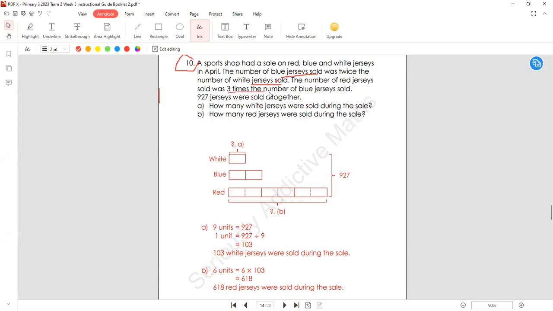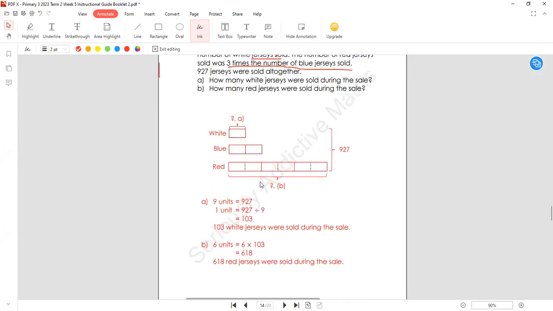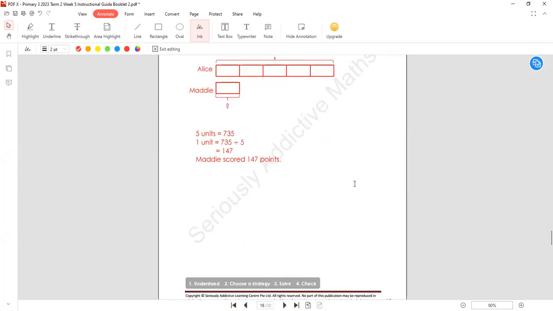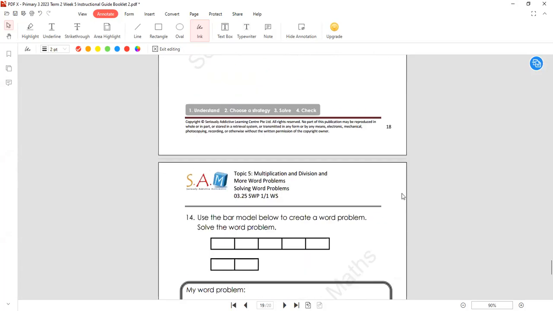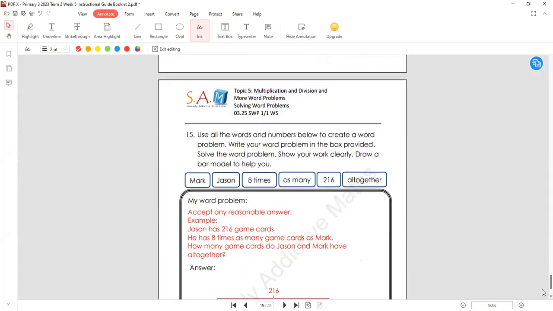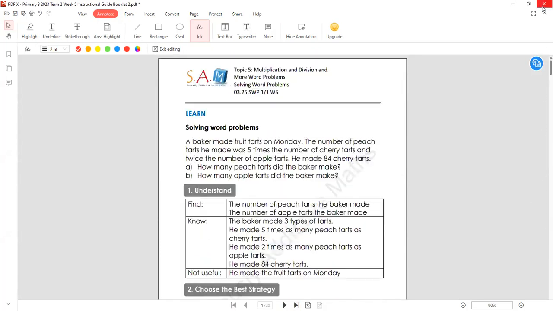Red jersey is 3 times the number of blue jersey. So for red jersey, you don't draw 3 units, but it's 3 times of blue, right? So it's 3 times blue. Okay, see whether they can do this on their own. And that's it for these 2 books, this week's topic. Thank you.